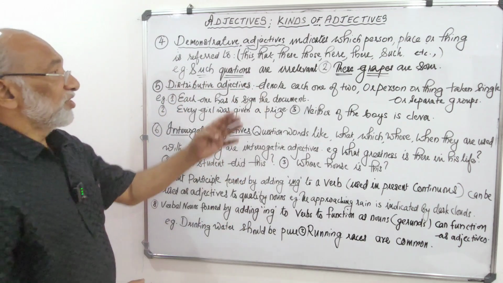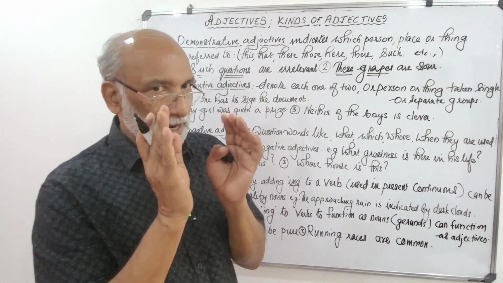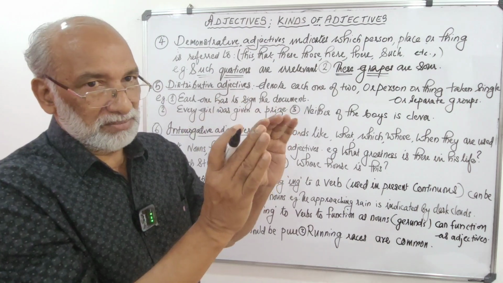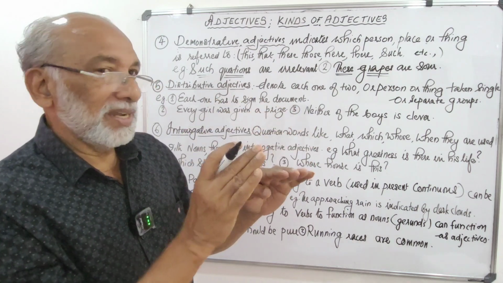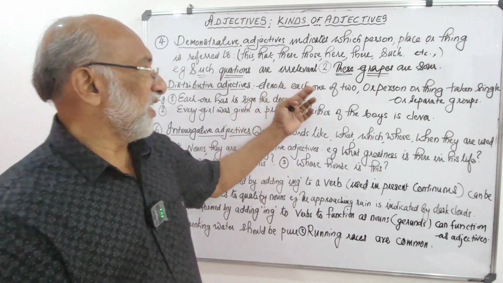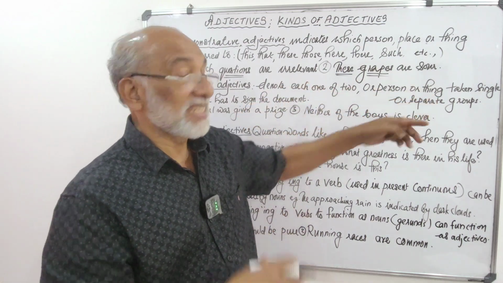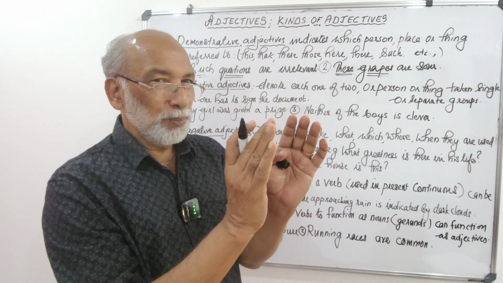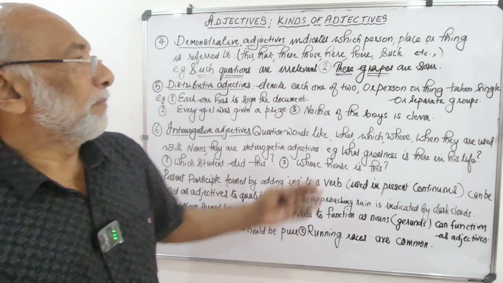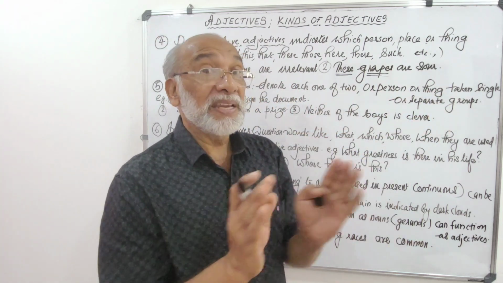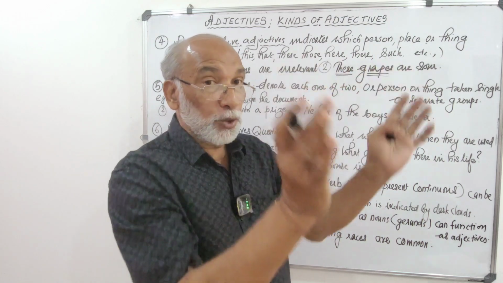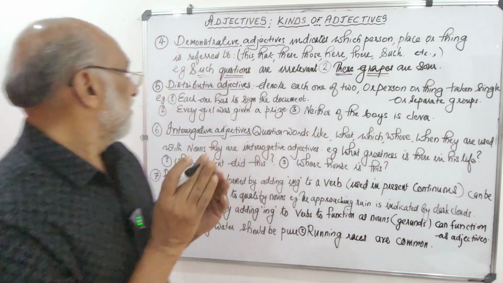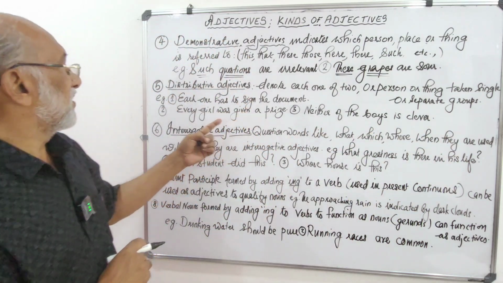Then the fifth type of adjectives, distributive adjectives. Distributive adjectives denote each one of two. We speak about two things and then we consider one by one. Okay, the two given are considered separately. They denote each one of two persons or things taken single. We consider people or things from a group in a single manner. Okay, person or thing taken single or separate groups, or even when we have many groups, we can consider each group separately. In such contexts, we use distributive adjectives.